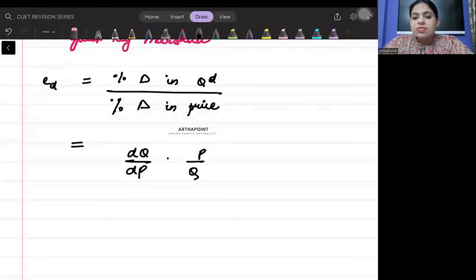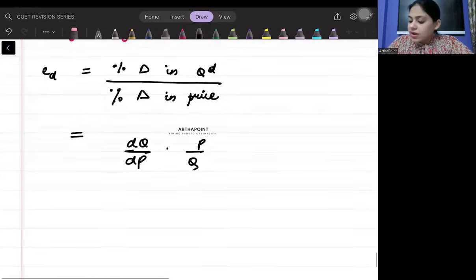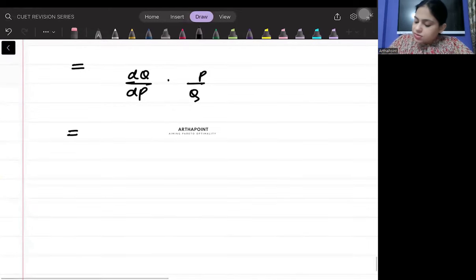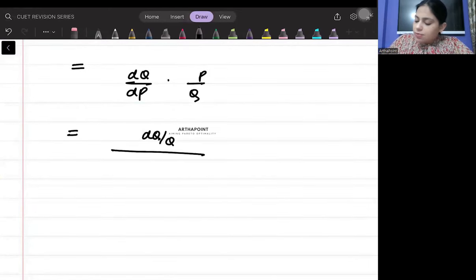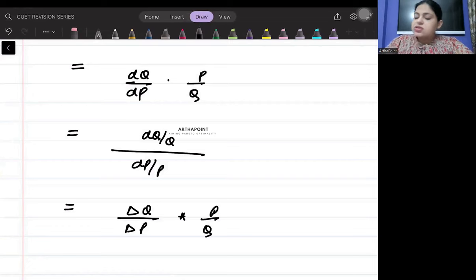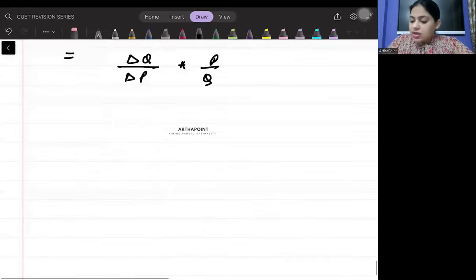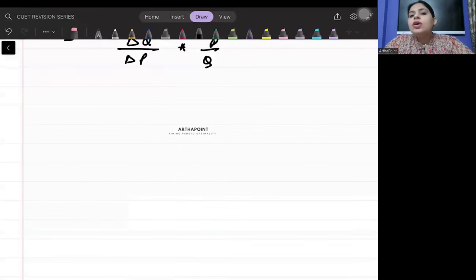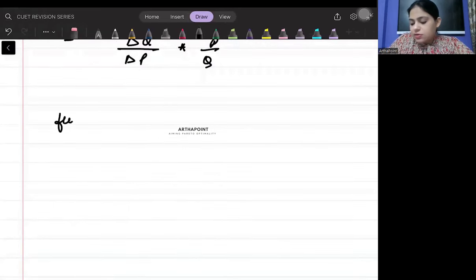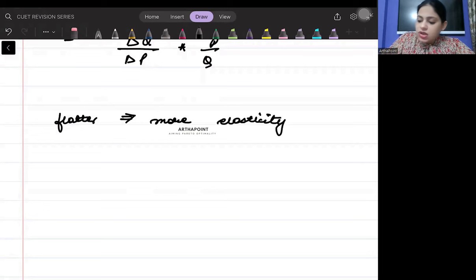Right? Same elasticity of demand, we can go ahead and we can write this as dq by q upon dp by p. Right? This can also be written as change in quantity due to change in price by initial price into initial quantity. Now, the more flatter the demand curve, the more the elasticity.